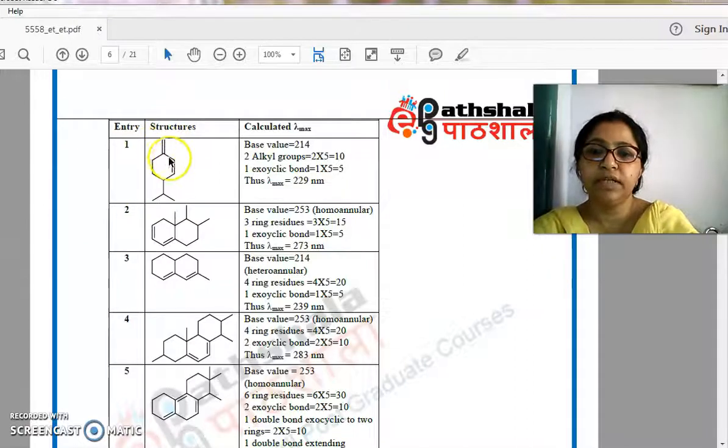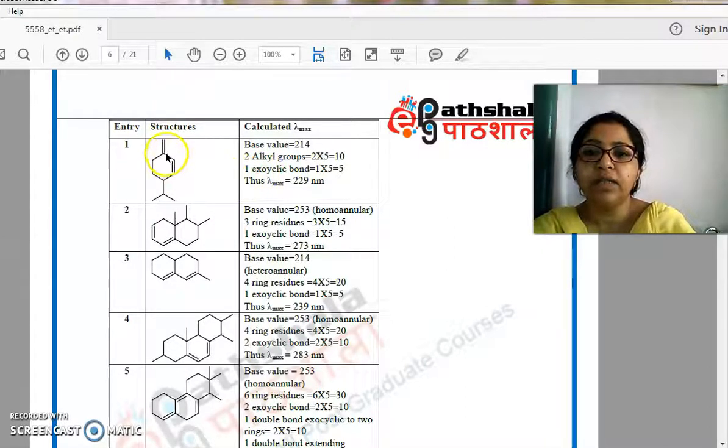Here we have taken this particular molecule, and what will be the base value? It is heteroannular, the double bonds are in different rings, so it is 214, and to this conjugation there are two alkyl groups. The extension part you see here is not connected directly to the conjugated double bonds, so we will not consider it. This one and this one only will be considered, since they are connected to the carbon atoms in the double bonded or conjugation system. So it is two alkyl groups.